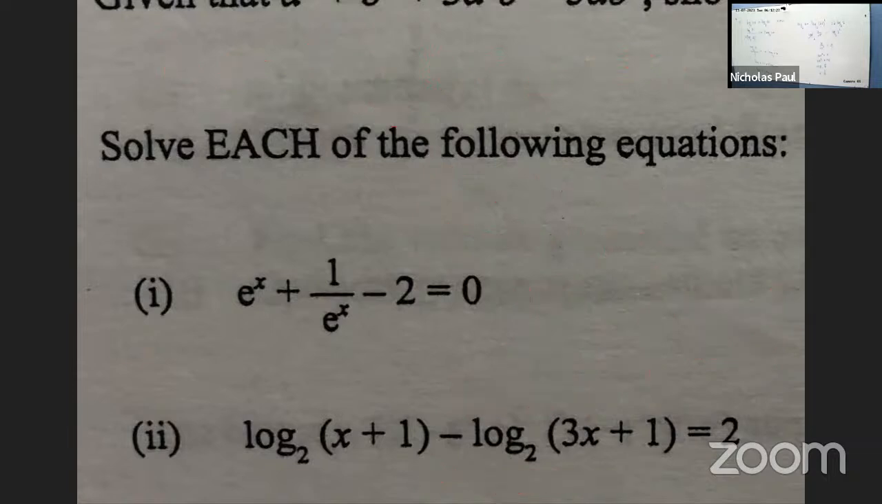Next one. Next one, we have log base 2 of (x plus 1) minus log base 2 of (3x plus 1) is 2. This one is easy because they are both in the same base, right? Same base, what do you do? Same base, subtract, we divide.